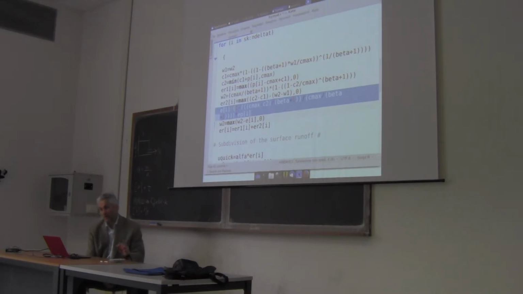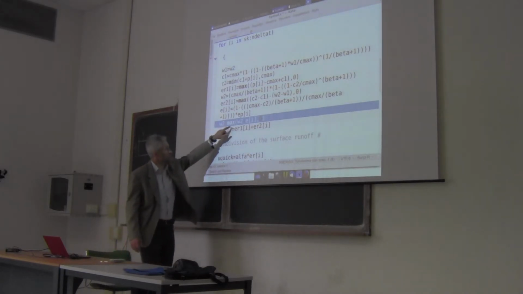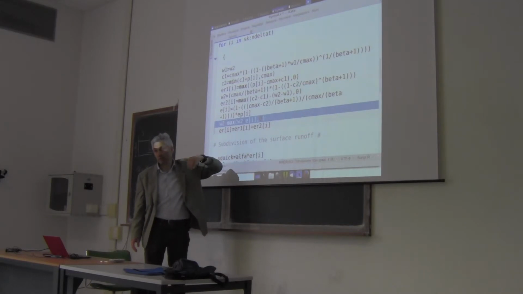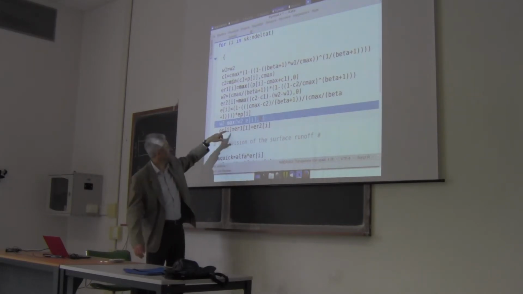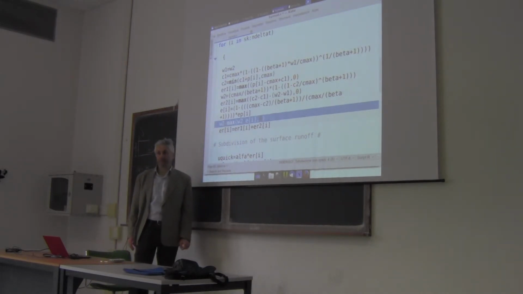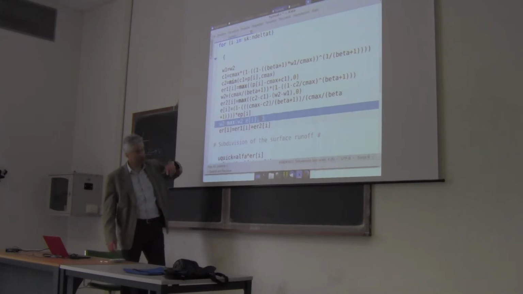And now we have to update W2 by subtracting evapotranspiration. Very easy. W2 is equal to W2 minus E. Let's make sure that it doesn't become negative. W is positively defined, so let's put a max here. And now here we have the computation of ER.